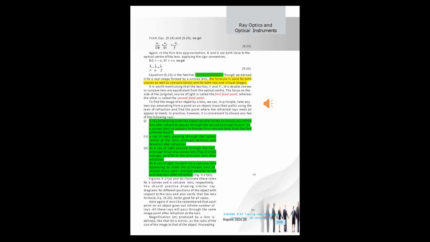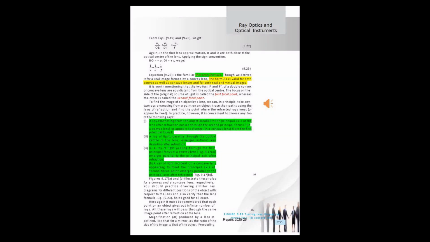In practice, however, it is convenient to choose any two of the following rays. 1. A ray emanating from the object parallel to the principal axis of the lens after refraction passes through the second principal focus f2 in a convex lens, or appears to diverge, in a concave lens, from the first principal focus f1.